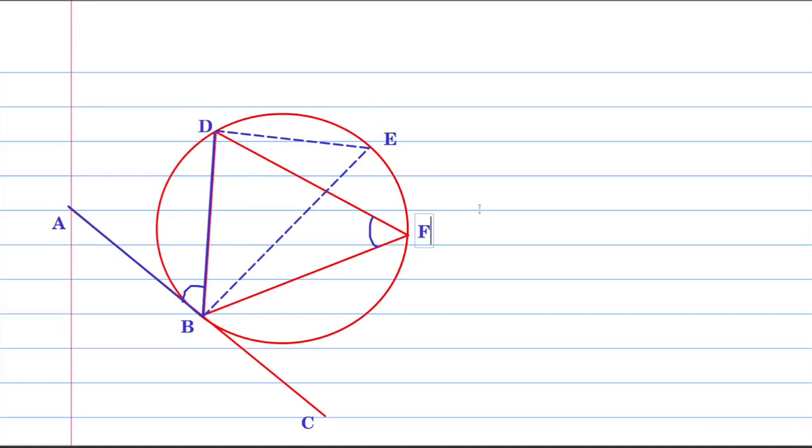Now let's prove. We want to prove that this angle is equal to that one. Angle F is equal to angle ABD. Let's try to prove it. So to prove it, we just construct a diameter BE and then join point E to D like that. Let's call this one X. Let angle ABD be equal to X.